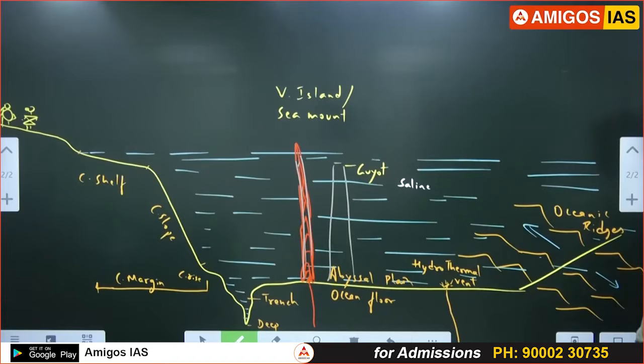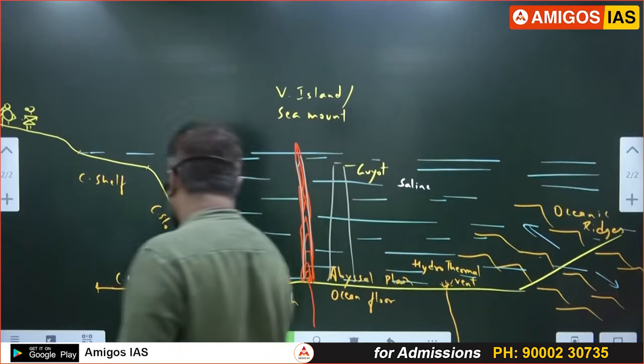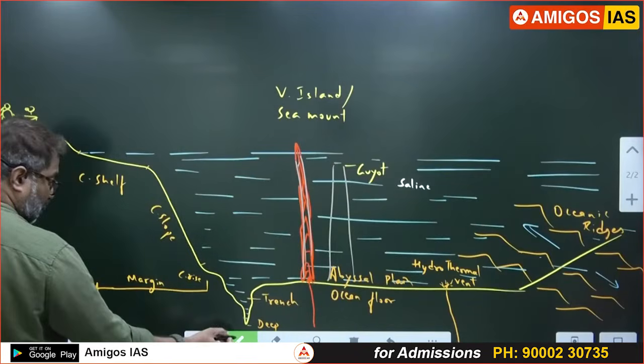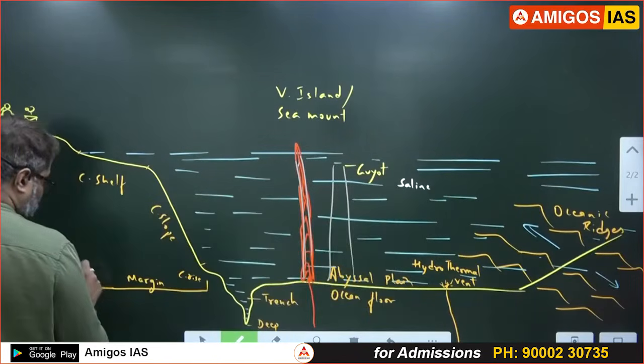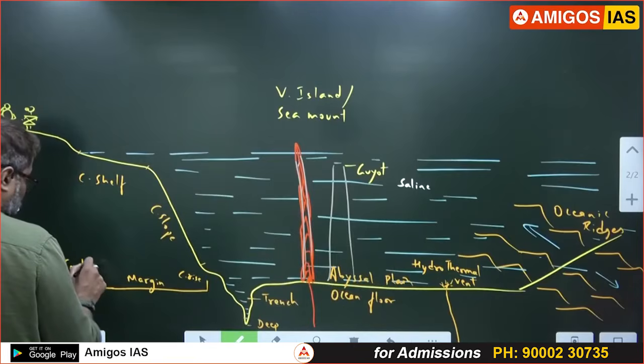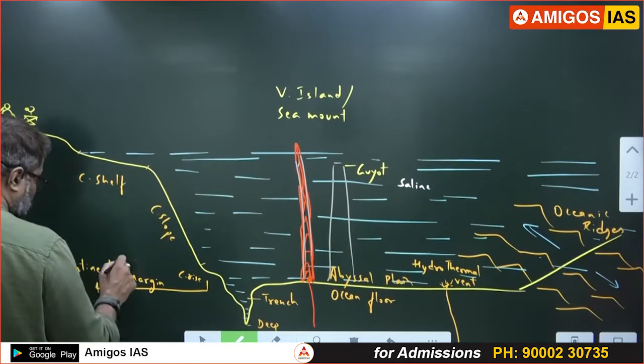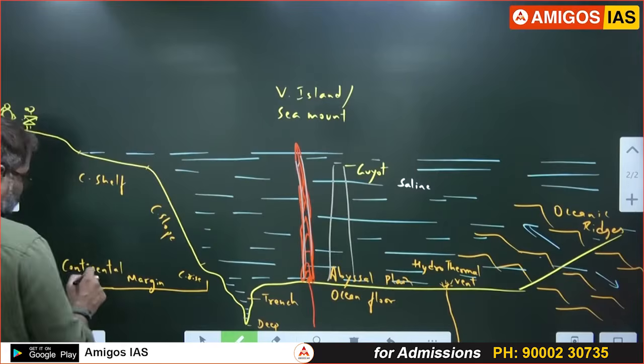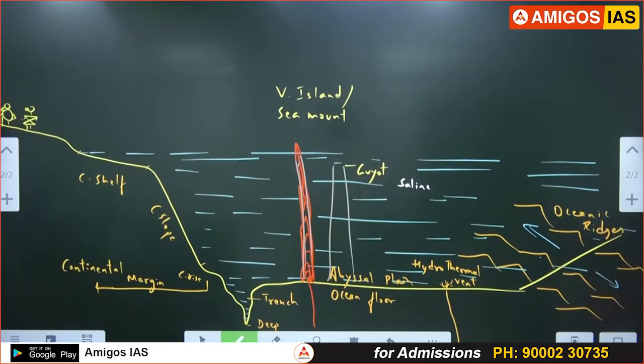Continental margin means continental shelf, continental slope, continental rise. C stands for continental margin. I'll write it here, just in case, otherwise we'll have doubt. Continental margin. Oceanic ridges, hydrothermal vent, abyssal plain. If you want the spelling, you ask me.